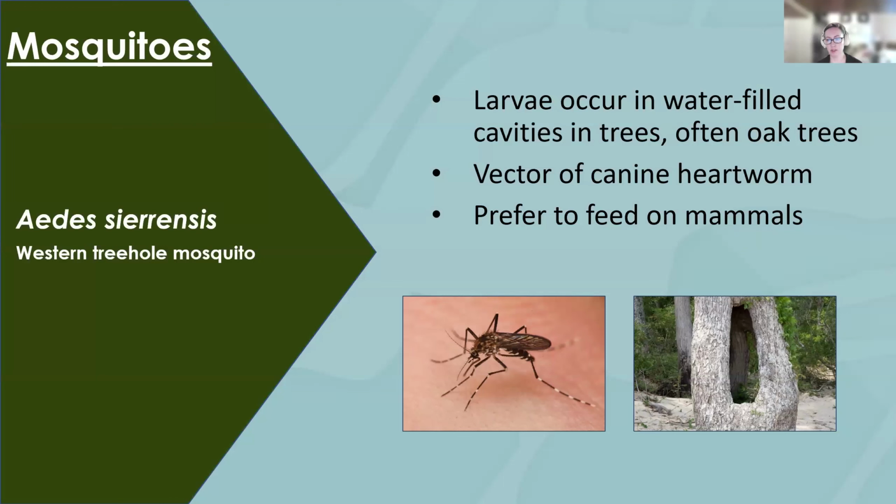As you might guess, they prefer to feed on mammals like dogs and cats, but they will also readily and aggressively bite people. They tend to stick close to their tree hole habitat, and they tend to bite mostly in the shade.